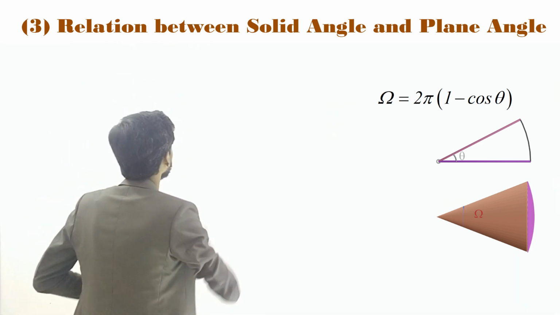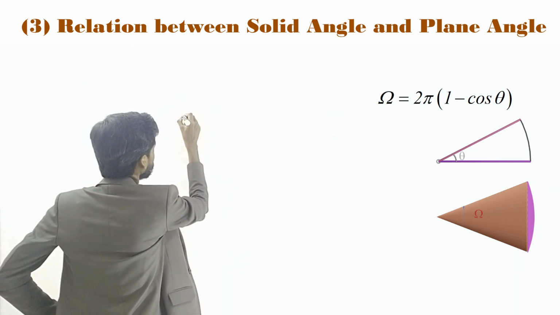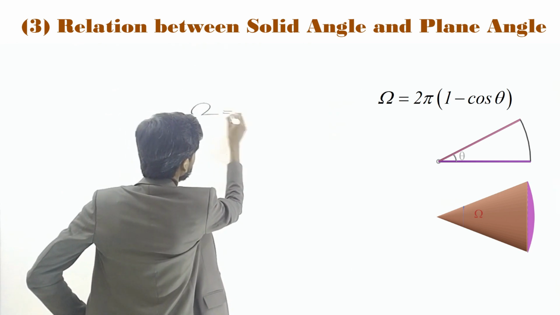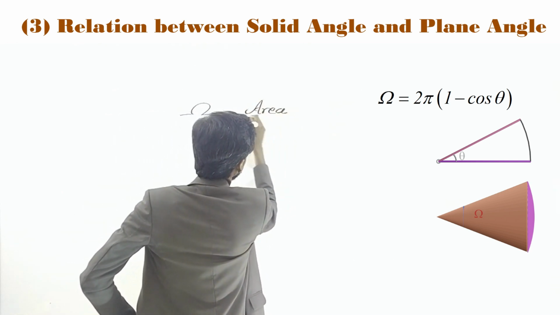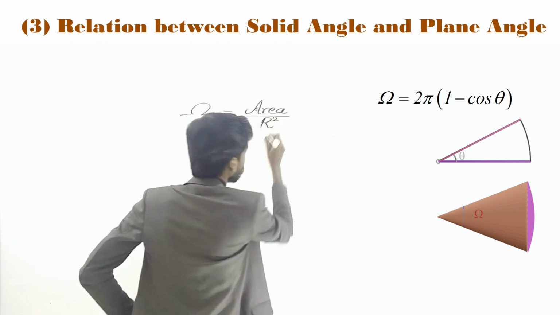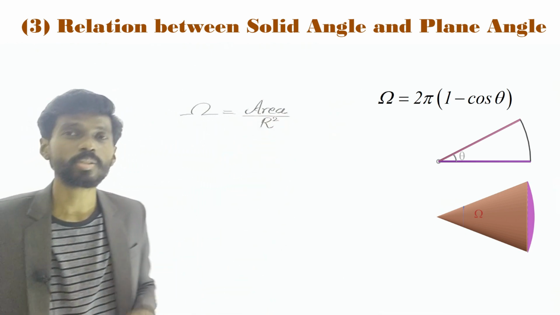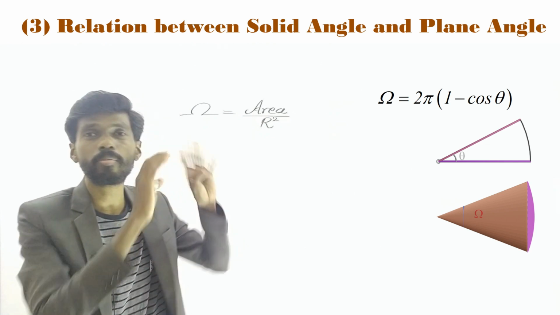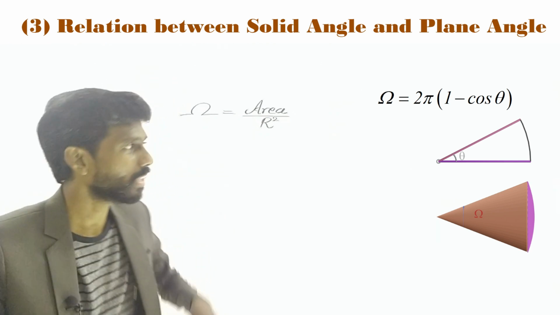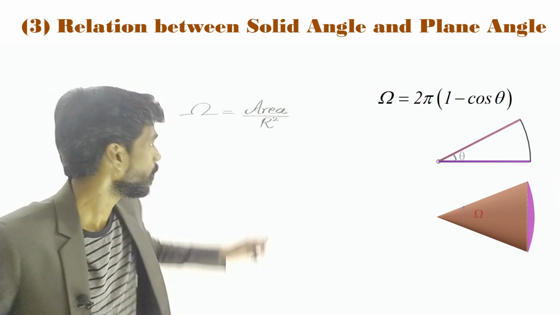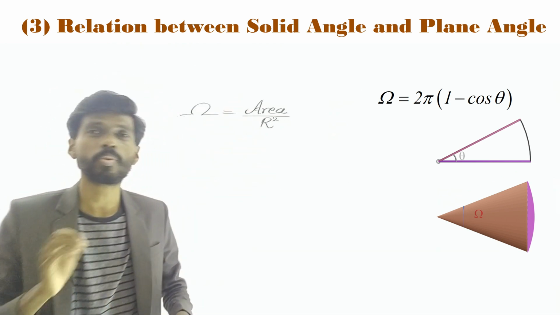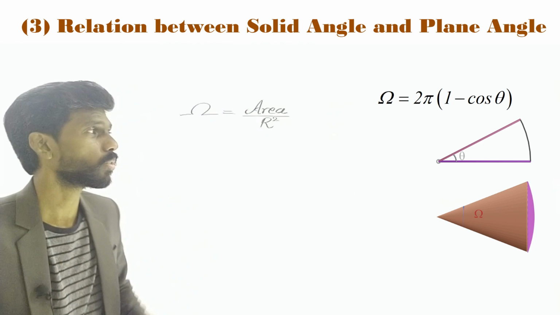Alright, so what is the formula for the solid angle? That is given by the area divided by the square of the radius. Radius is known, so we need to find the area of the curved part of the sphere. You understand? That is what we need to find. So simply divide that by the radius squared, and we will get our required answer. So let us find the area.